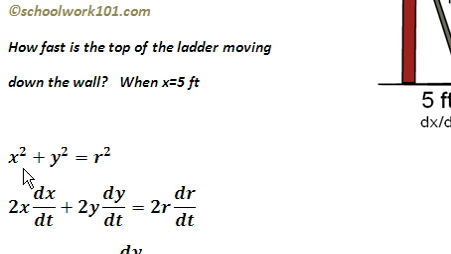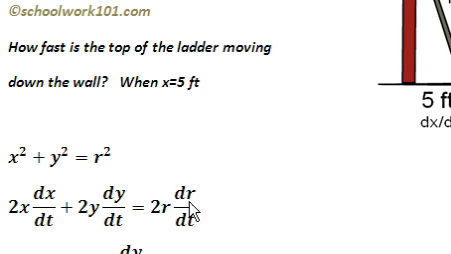This is the general equation: x squared plus y squared is equal to r squared. That gives us the relationship of all the sides of a right triangle. What we're going to do is take the derivative of this. The derivative of x squared is 2x, and remember we tack on a dx over dt, plus the derivative of y squared is 2y, and then tack on a dy over dt, is equal to the derivative of r squared, which is 2r dr over dt.